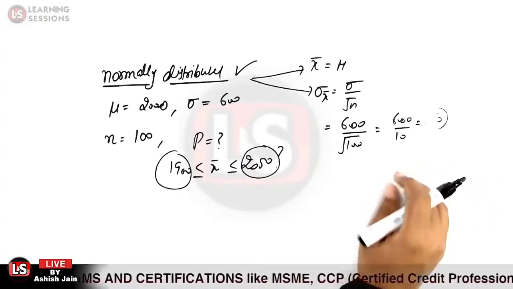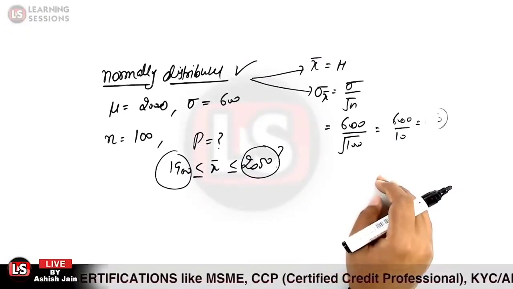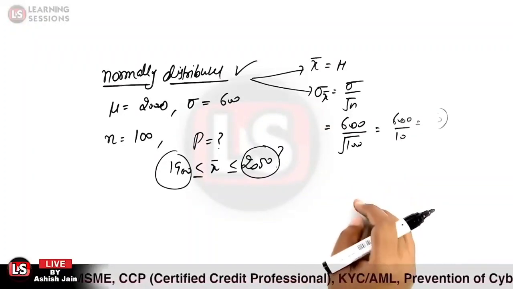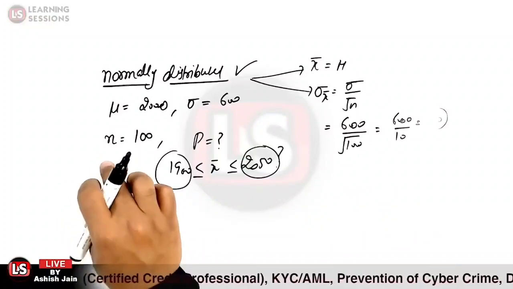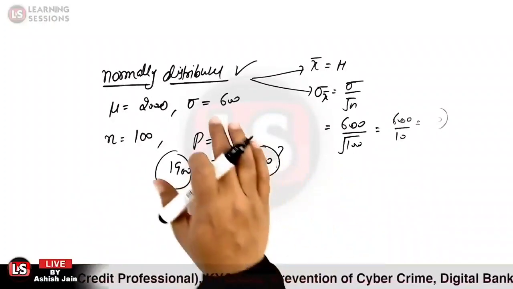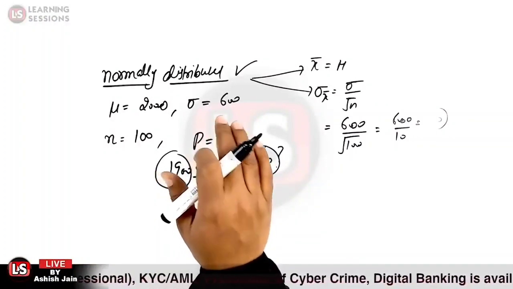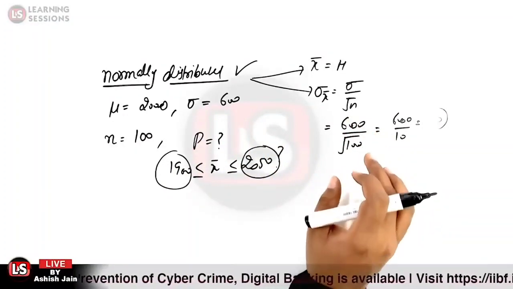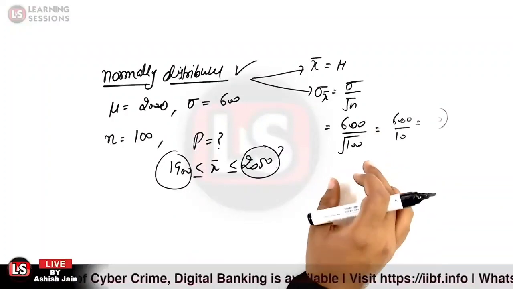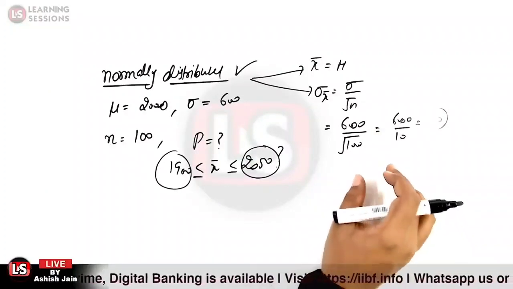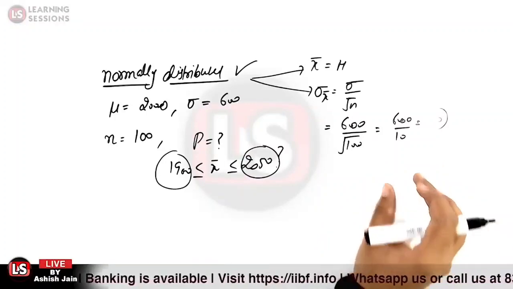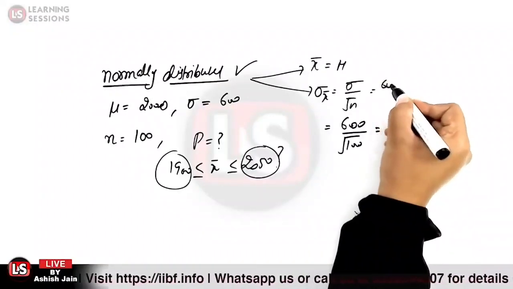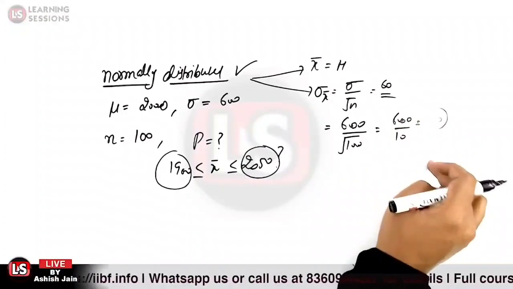Is that clear? How did we calculate it? Because it is given that the population is normally distributed, we infer that sigma x bar is equal to sigma divided by the square root of n. The sample size is given to be 100, and sigma, the standard deviation of the population, is already given as 600. So sigma x bar is 600 divided by the square root of 100, which comes out to be 60. I'm just writing it here because it was not somewhat clear.